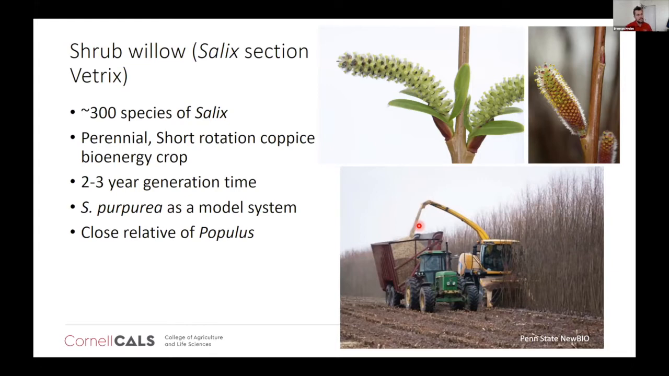Salix is interesting in that it's dioecious, so only about 5% of angiosperms are dioecious. They have separate female and male plants and with very different floral morphologies. And my research focuses on the species Salix purpurea as a model system for the shrub willows and more generally for the Salicaceae family, which also includes the genus Populus or the poplars, which are another important bioenergy crop.